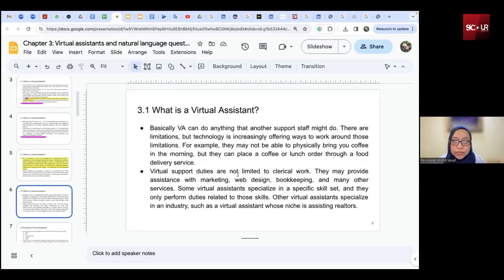Okay, virtual support duties are not limited to clerical work. They also provide assistance like marketing, web designing, bookkeeping, and many other services. Some virtual assistants specialize in specific skills, and then they only perform duties related to those skills. Other virtual assistants specialize in industries such as assisting realtors.